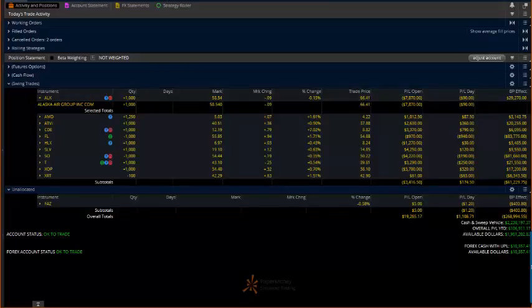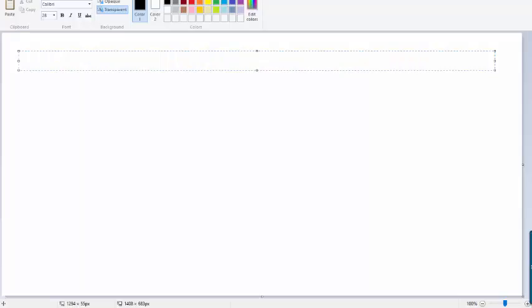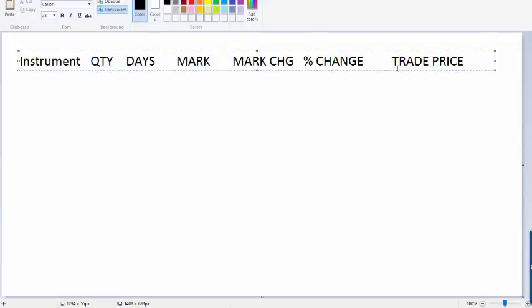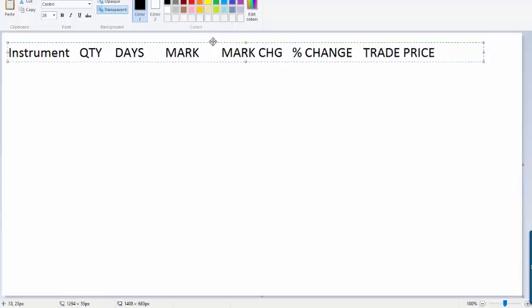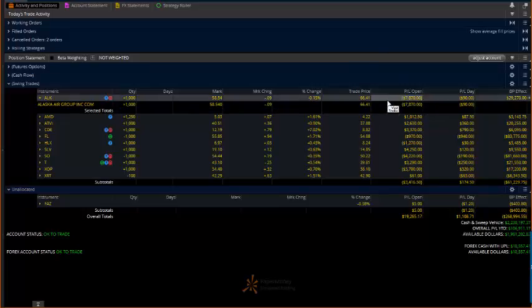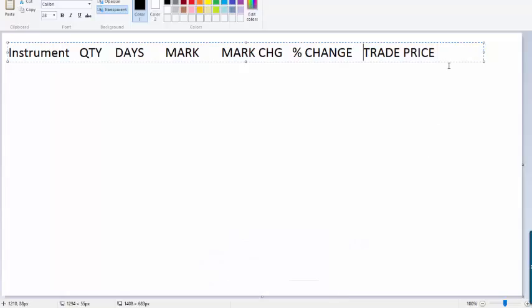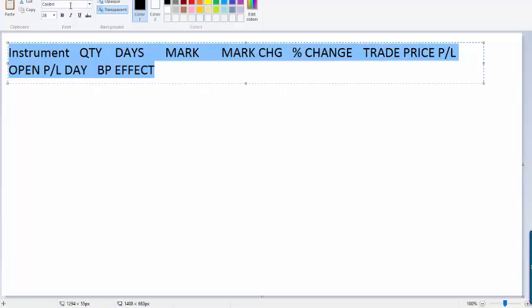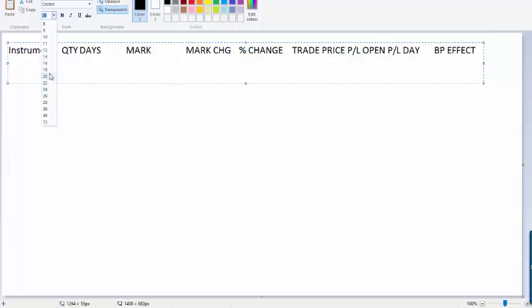The trade price. Now that is not a default column, that is one that I added in there. So if you want that and don't have it, I'll show you how to add it. The PL open, the PL day, and the BP effect. And let me reduce this down so they all fit. Let's try 20. There we go.